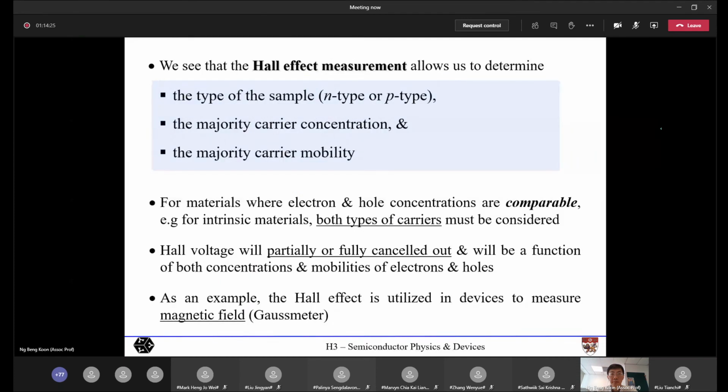Okay, so you see that the Hall effect measurement doesn't just give you one parameter of the semiconductor. In fact, it tells you 3 different things about the semiconductor, ranging from the type of semiconductor you are dealing with, the majority carrier concentration, and the majority carrier mobility in the semiconductor. So this is actually a very versatile experiment that allows you to determine several things. And this is one of the experiments that we'll be doing in the lab 2 exercise, when we come for lab 2.